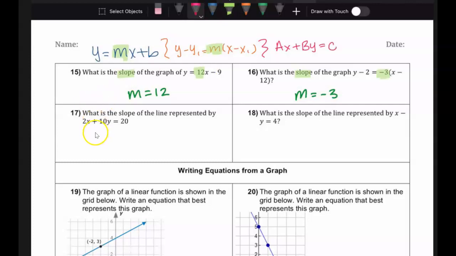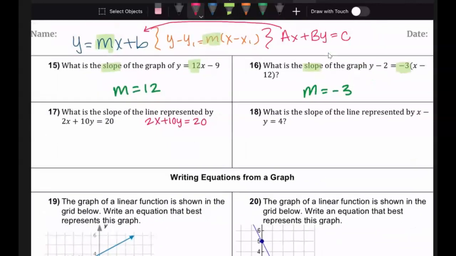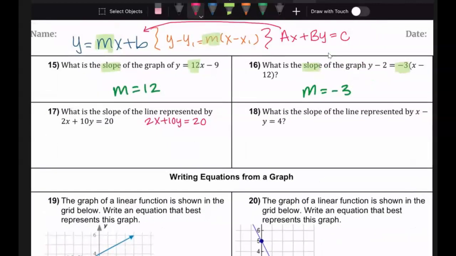So for number 17, notice standard form, there is no m, which means standard form does not tell you slope. You actually have to go from standard form to slope-intercept form so you can find your slope. So what we're going to do is rewrite my equation. 2x plus 10y equals 20. You want to get your y by itself, so you have to cancel out the x. So to get rid of that 2x, I'm going to do minus 2x, minus 2x.